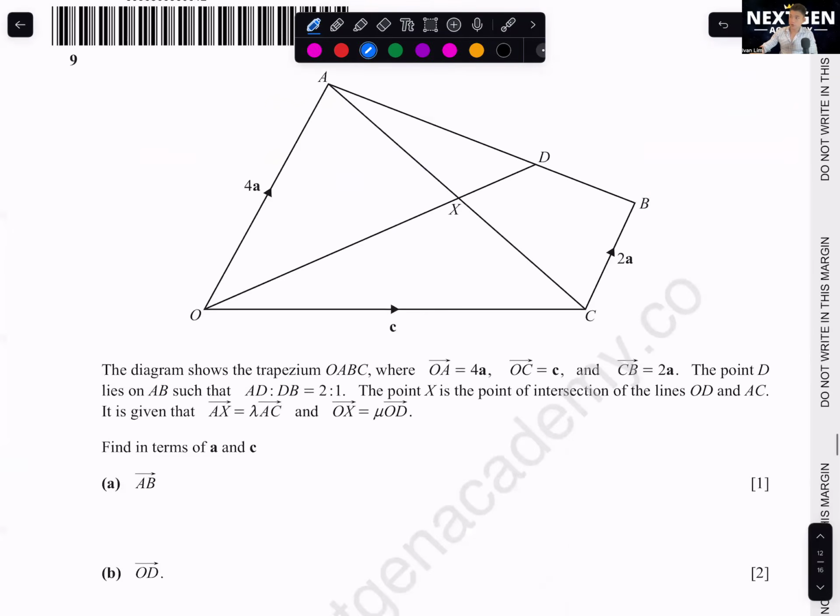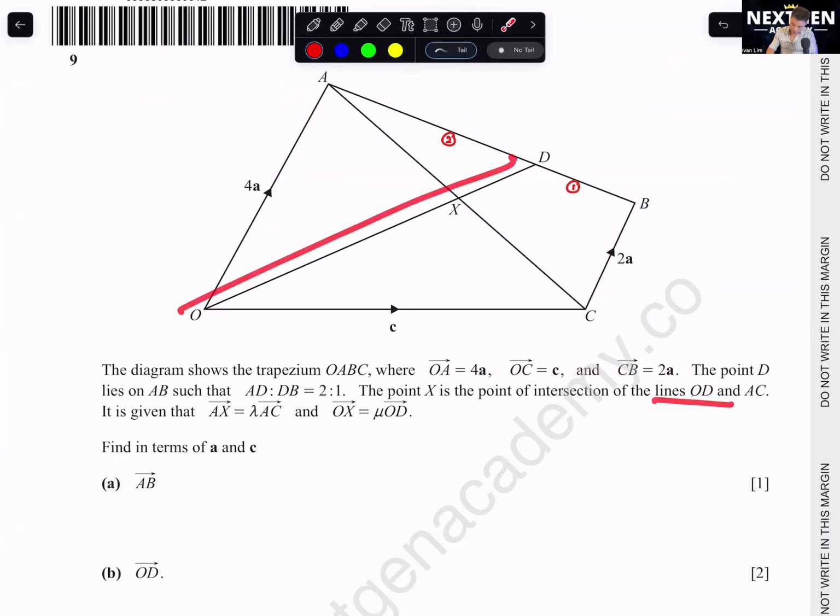Question 9. This is on vector geometry. The diagram shows the trapezium OABC. They gave us all these values here. AD to DB is 2 to 1. Let's write down this ratio. Normally, ratio, I will write it like this. I put it in a circle. 2 to 1. The point X is the point of intersection of the line OD and AC. It is given AX is lambda AC, OX is mu OD.